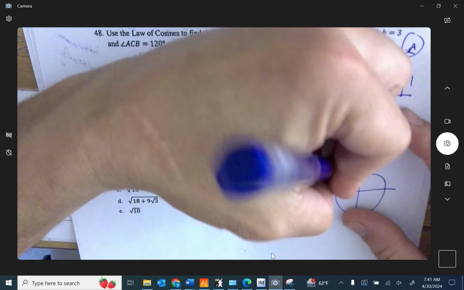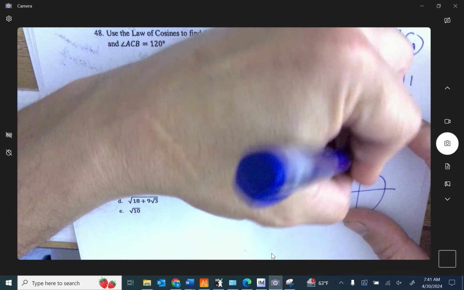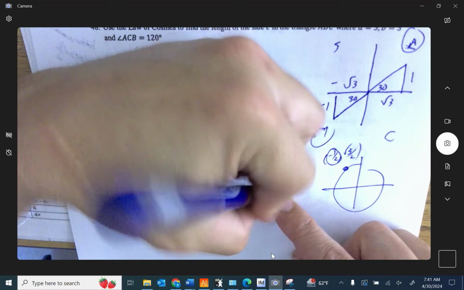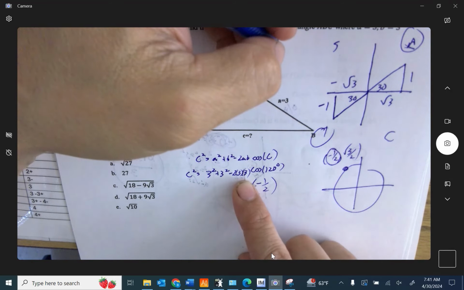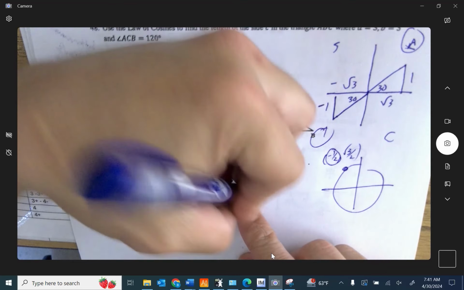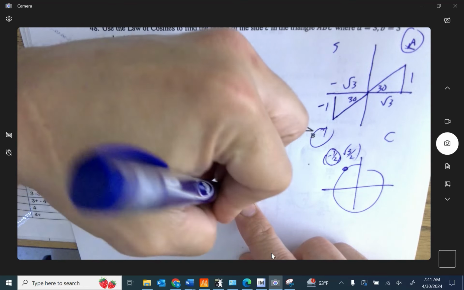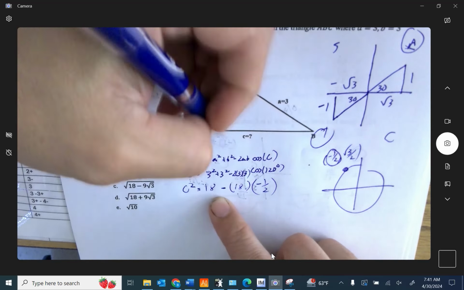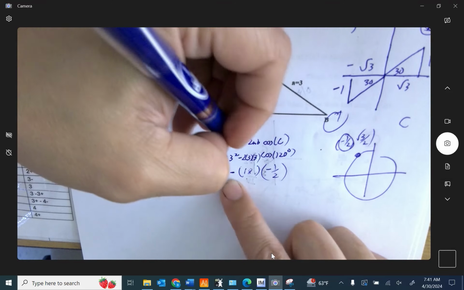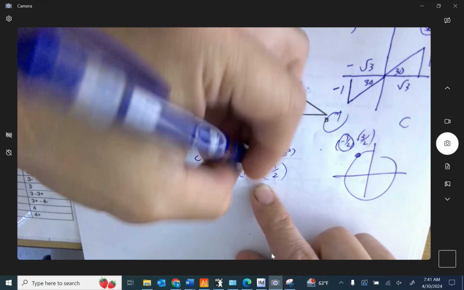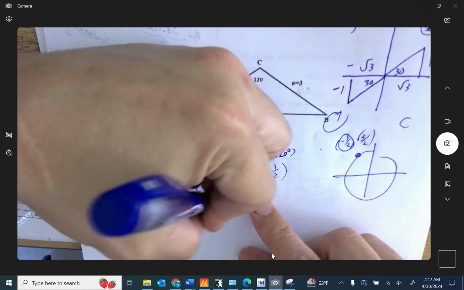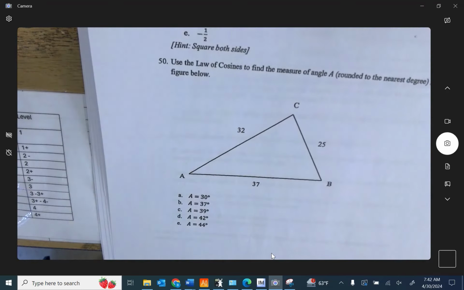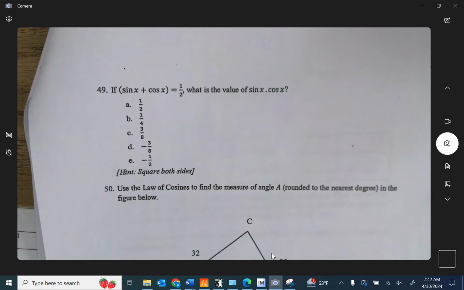120 degrees is right there. It's back a half, up root 3 over 2, if I remember right. So it's negative 1/2. 2 times 3 times 3 is going to be negative 18. Sorry, just say 18. There's a minus sign there. C squared is 18 plus 9. So C squared is 27. Root 27. Easy peasy, Japanese. 2 to go.